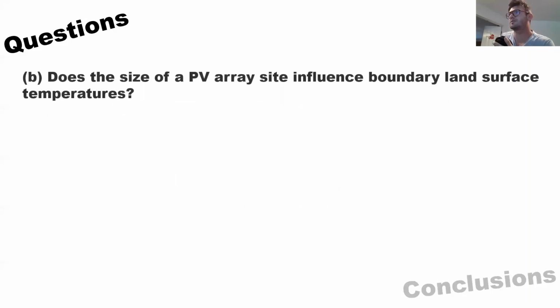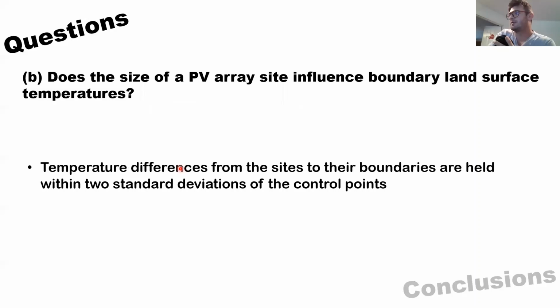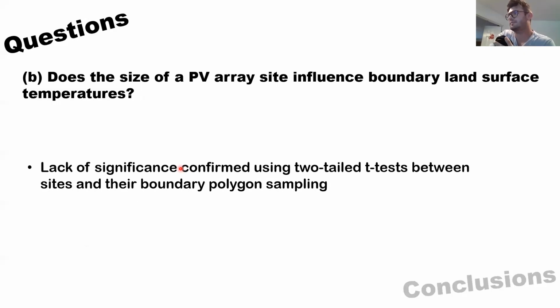The second question was, does size influence the boundary land surface temperature? There's no anomalous heating or cooling of the environment outside the PV array sites up to 180 meters. I was using a two-tailed t-test to look at whether it was higher or lower, and there was nothing above or below. All the temperature differences were held within 2 standard deviations of the control points, telling me that there's not a huge variation of temperature. And that was, again, shown through the t-test.